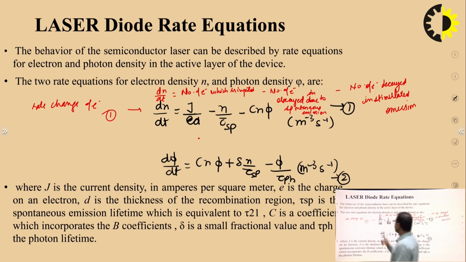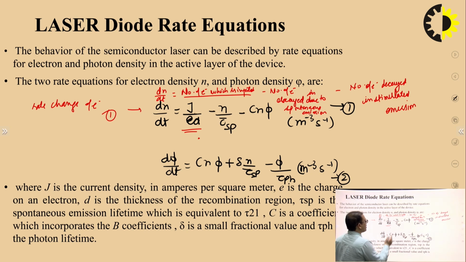So dN by dt is equal to the number of electrons injected, that is J by ED, minus the number of electrons decayed due to spontaneous emission, that is minus N by tau SP, minus the number of electrons decayed in stimulated emission, that is minus C into N into phi. Clear? Now see the rate of change of photon density.